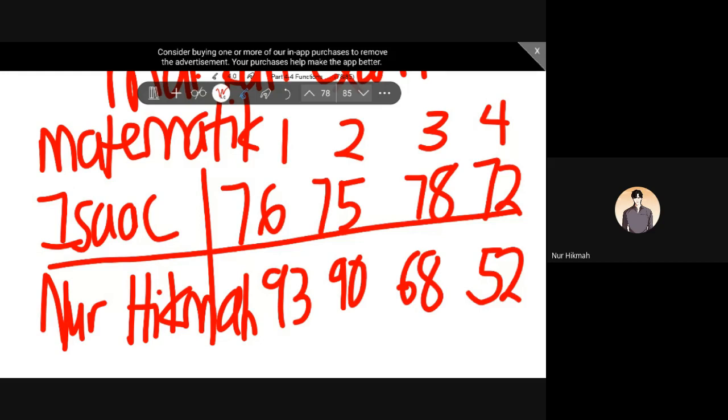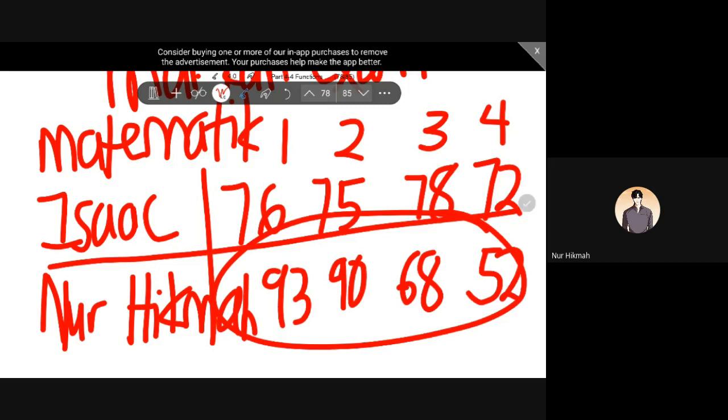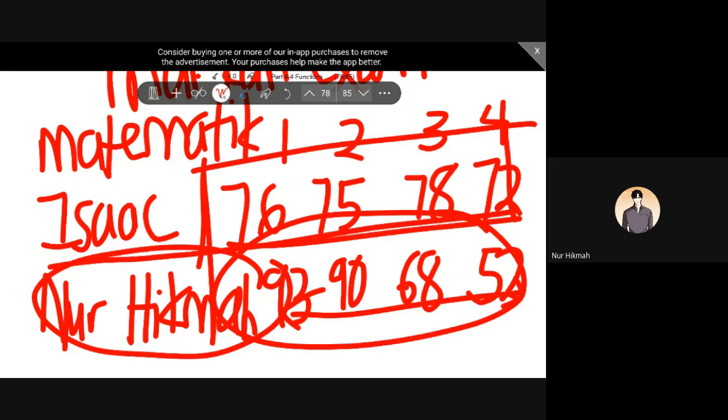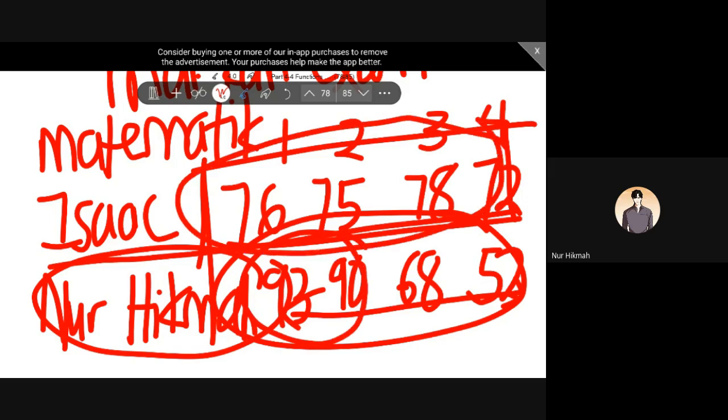Ya, bukan Isaac sebenarnya. High standard deviation means low consistency. Tahu, consistency rendah. Maksud dia no hikmah. Sebab no hikmah punya markah bertaburan daripada julat 50 hingga 90. But Isaac's mark is in the range of 70. Maksud dia, markah Isaac tu lebih konsisten sebenarnya. Kita tak lihat nilai, tahu. We don't see the value of the mark. How high or how low. We see the range. Kita tengok julat.